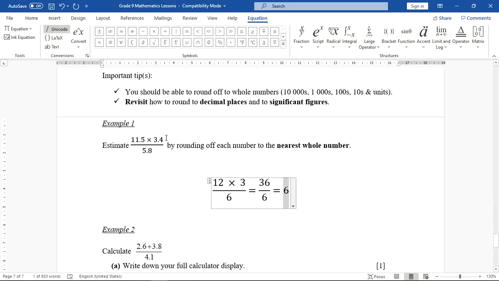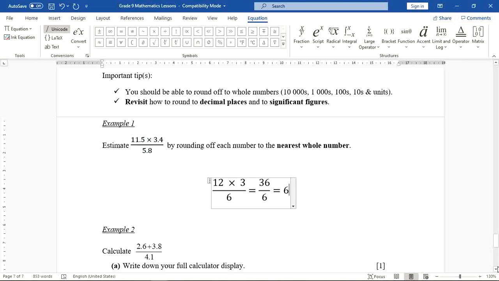Alright, so again, it says estimate this by rounding off each number to the nearest whole number. 11.5 became a 12 because the number is 5, so we add a 1 on the 1. But 3.4 we round down because 4 is less than 5, so it becomes a 3. And 5.8 becomes a 6 because 8 is bigger than 5. Then we multiply 12 by 3, which is 36, and 6 goes into 36 6 times. So approximately this is equal to 6. If you do this on your calculator, you're going to get an answer closer to 6.